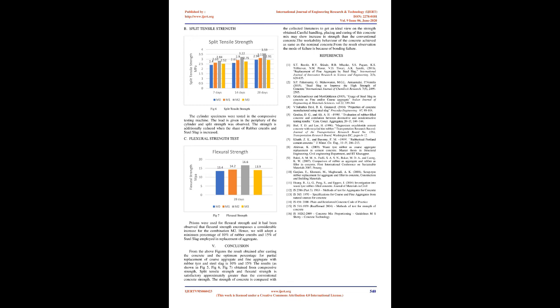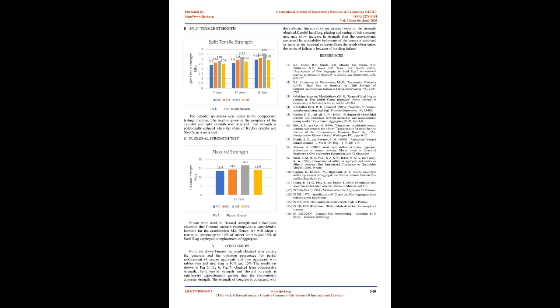C. Flexural strength test. Prisms were used for flexural strength, and it had been observed that flexural strength encompasses a considerable increase for the combination M2. Hence, we will adopt a minimum percentage of 10% of rubber crumbs and 15% of steel slag employed in replacement of aggregate. 5. Conclusion. From the above figures, the result obtained after casting the concrete and the optimum percentage for partial replacement of coarse aggregate and fine aggregate with rubber tire and steel slag is 10% and 15%.